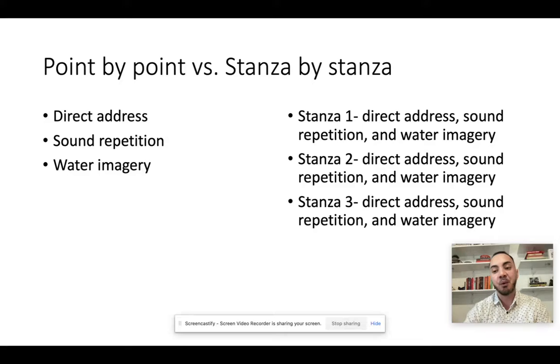Another way to think about organizing your paper would be in a sort of chronological fashion. So instead of organizing your paper around literary techniques that are used, we'll instead organize them around stanzas. So you might discuss all of stanza one and how direct address, sound repetition, and water imagery are showing up in stanza one, as well as the effect on the meaning in stanza one. And then so on. Same thing with stanza two, same thing with stanza three.